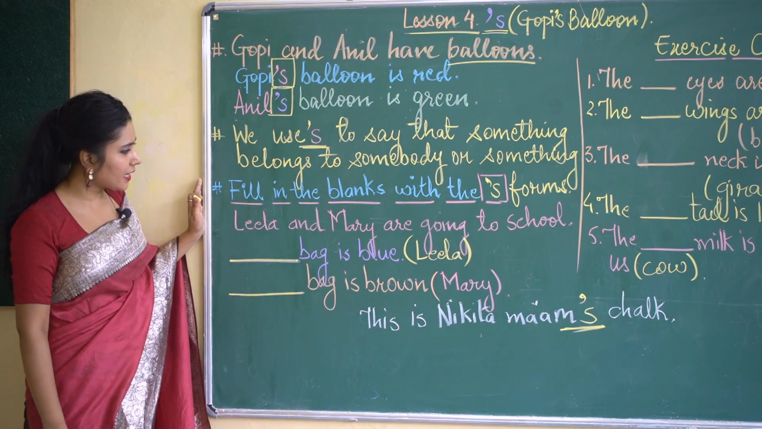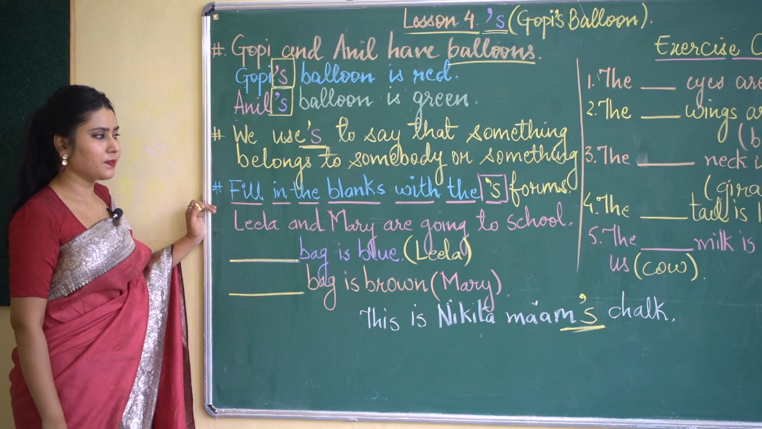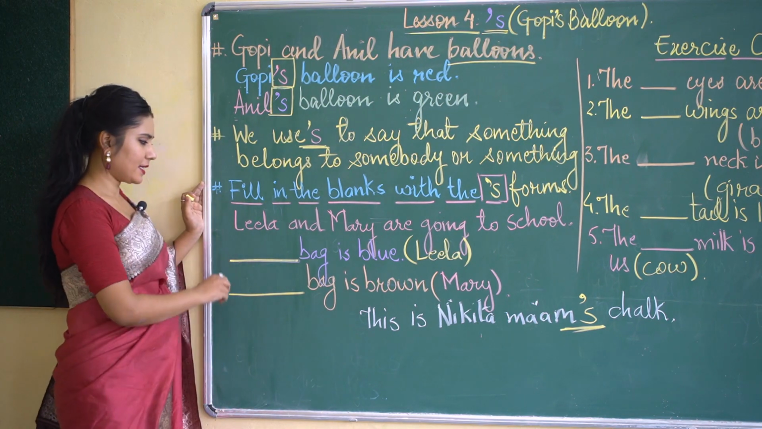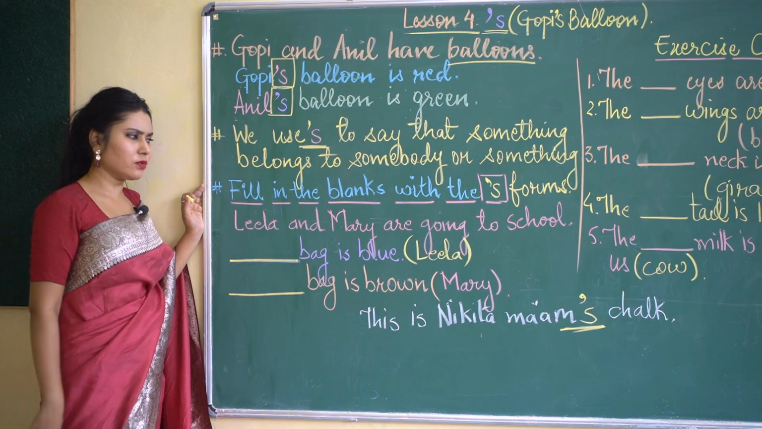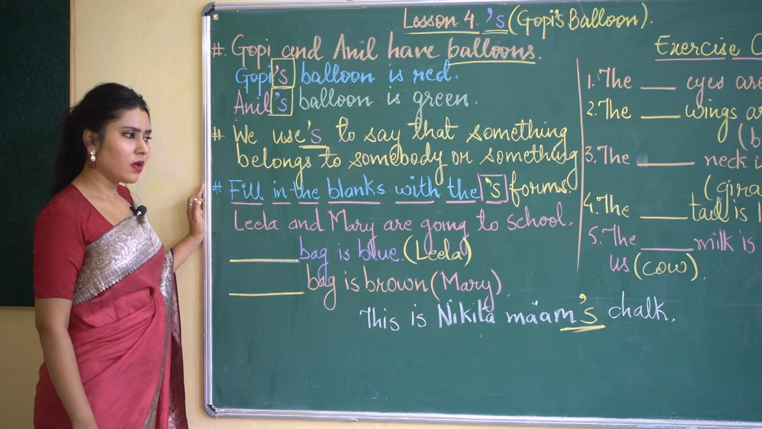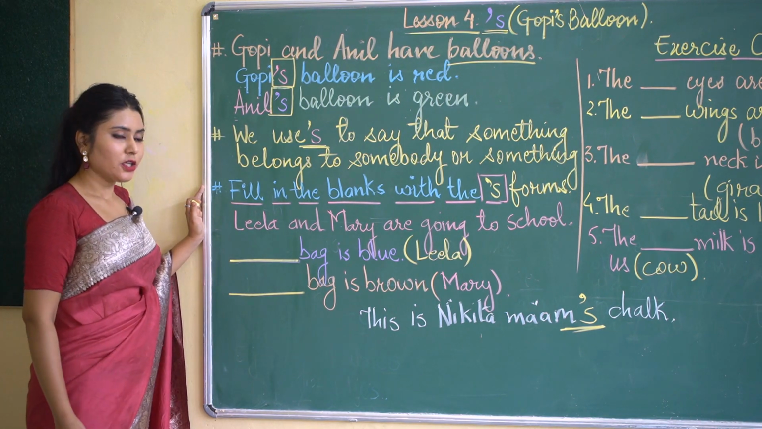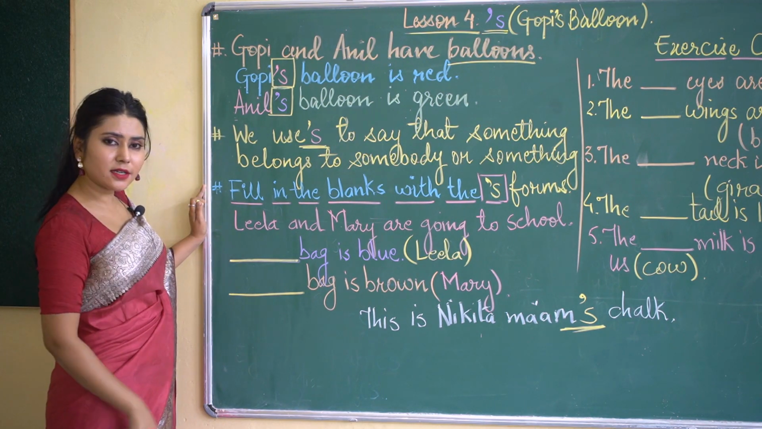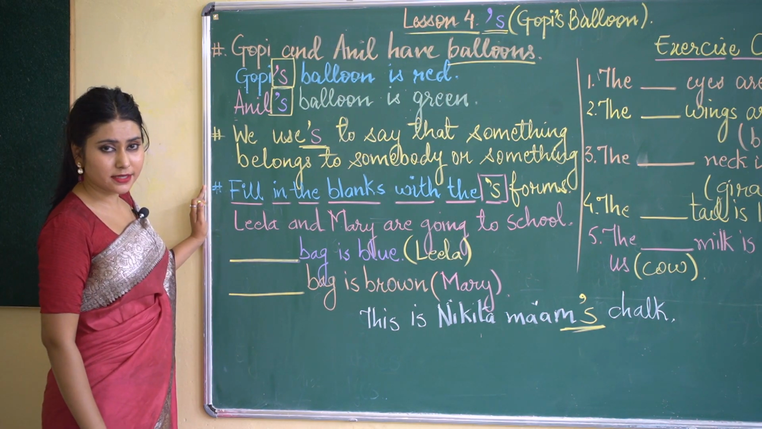I have taken an exercise from your book, children, saying that fill in the blanks with the apostrophe S forms. Now see, I'll explain to you. Leela and Mary are going to school. They are going to school, right? Now they both are carrying bags with them. You cannot differentiate which bag they are carrying. So if you have to point them out, you say that the blue bag girl is Leela and that the brown bag girl is Mary.